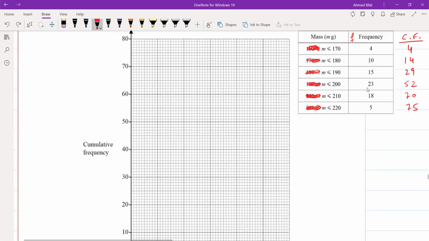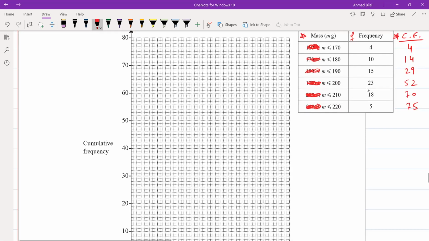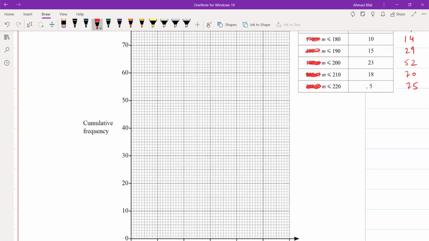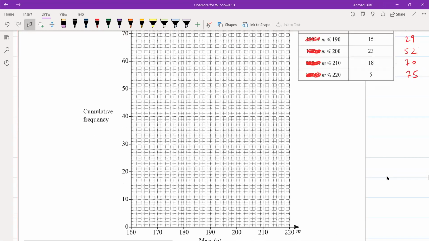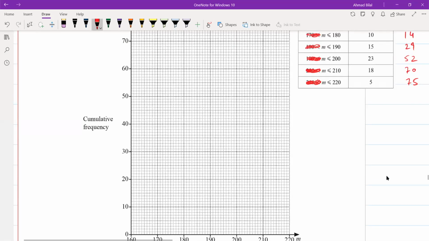ठीक है, अब हमें सिर्फ ये पॉइंट्स प्लॉट कर देने हैं. अब ये मास वाला column और उसके साथ cumulative frequency वाला column. ठीक है, इसको प्लॉट करते हैं. 170 and 4. Let's plot that value. So that's going to be somewhere here. That's this point.